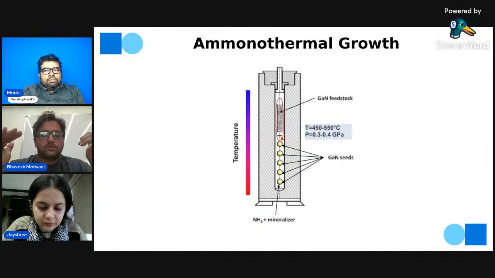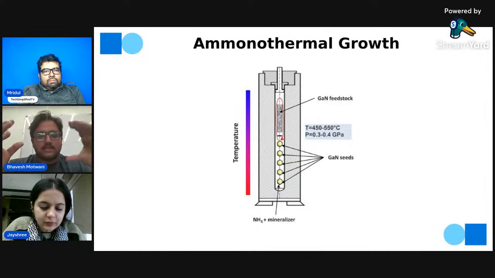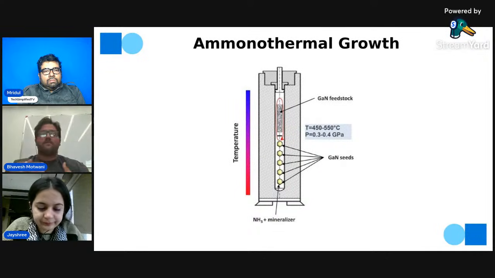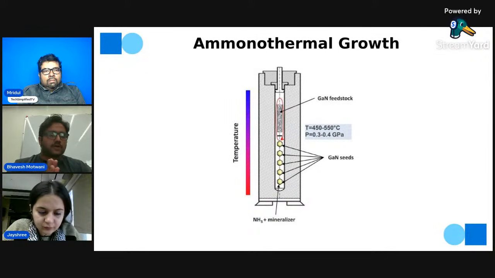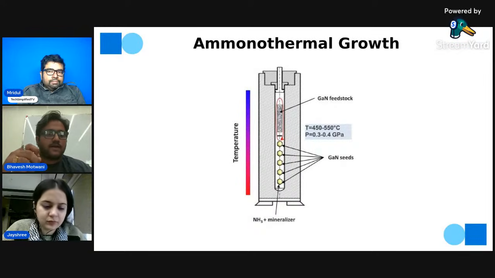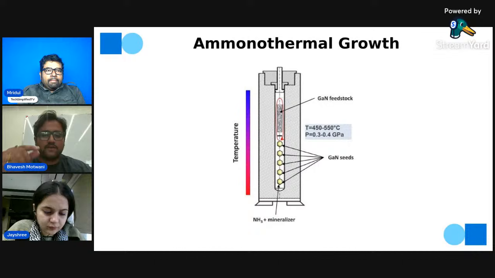So we need a huge amount of pressure in it, and the temperature could be sustained from 300 to 600 degrees Celsius. As the gallium nitride melts in it, with the seed crystal introduced, it will move around slowly. The purity is absolutely excellent, but with the expensive cost, it is used in research because we are having absolutely pure wafers with it.